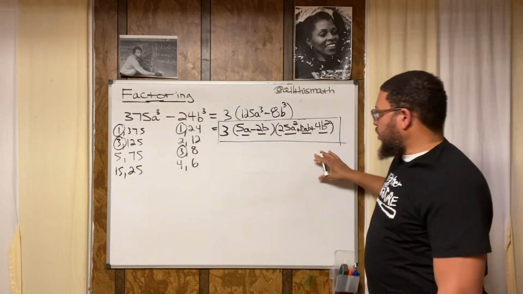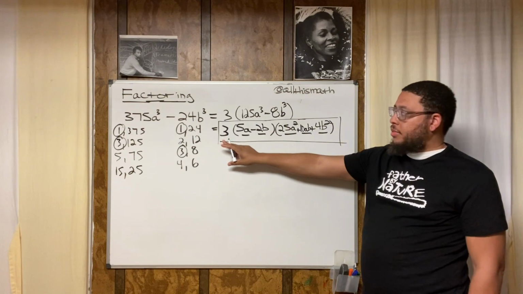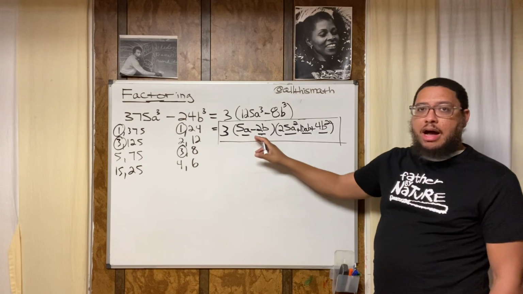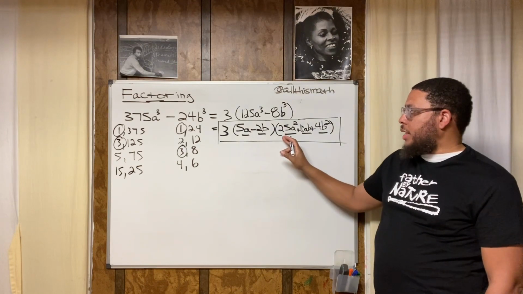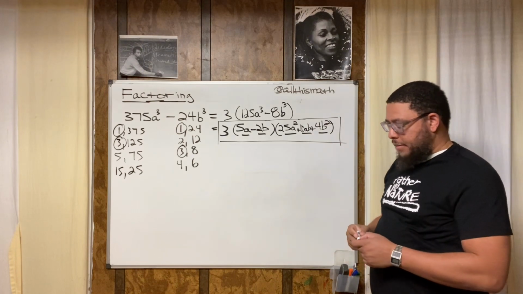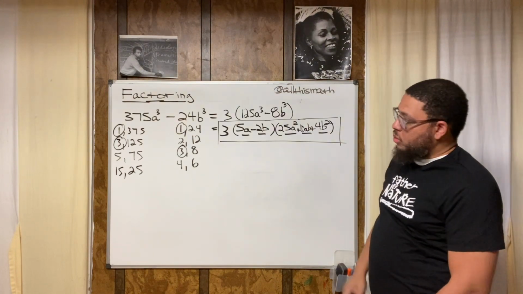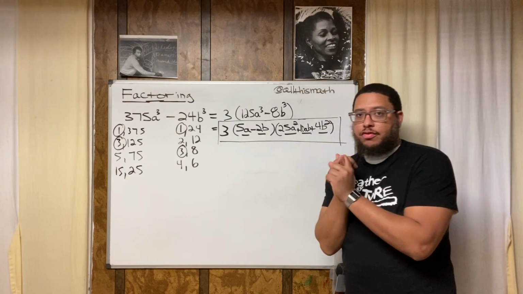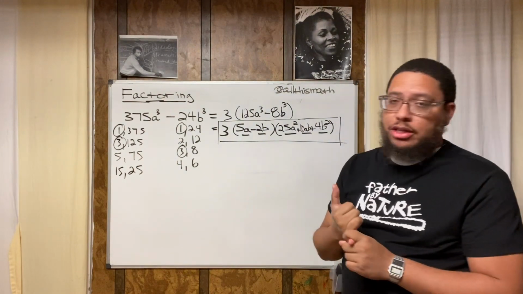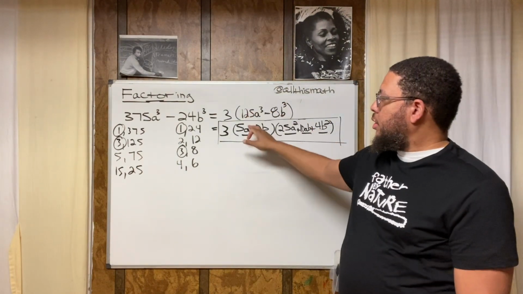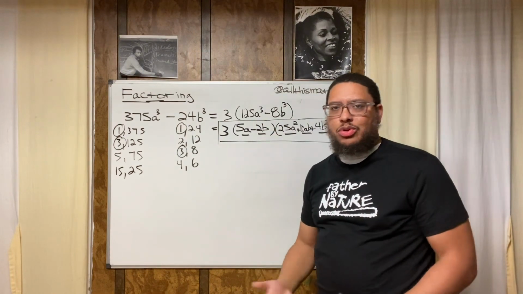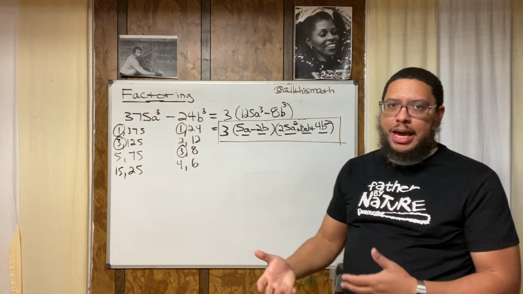So this is our final answer. And don't forget about the 3, because 3 was our GCF from the beginning. We got 3 times the quantity 5a minus 2b, times the quantity 25a squared plus 10ab plus 4b squared. All right. And that, my friends, is how you factor out a GCF. You start with a binomial, you factor out a GCF, and you factor a difference of 2 cubes. This is a difference of 2 cubes, right? Difference of 2 cubes is probably like the last type of factoring that we actually teach.